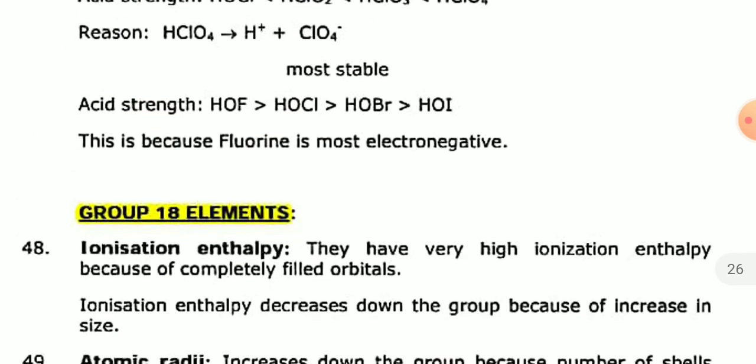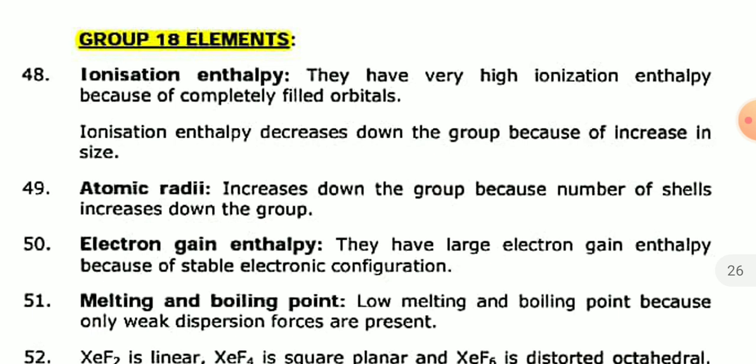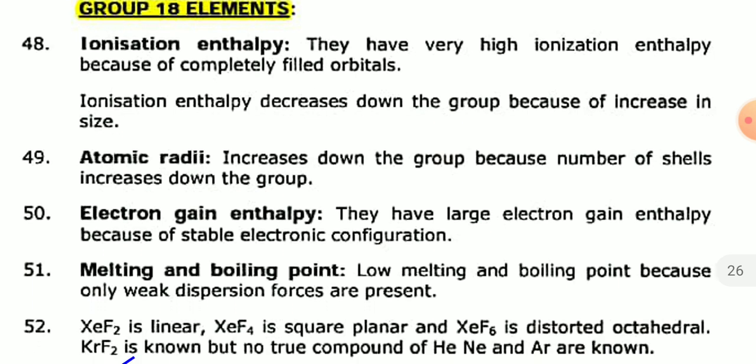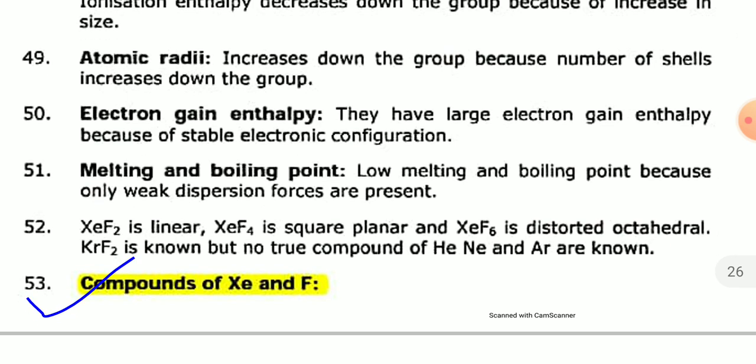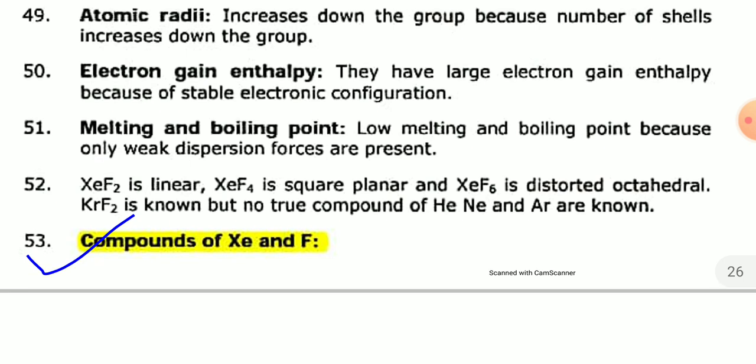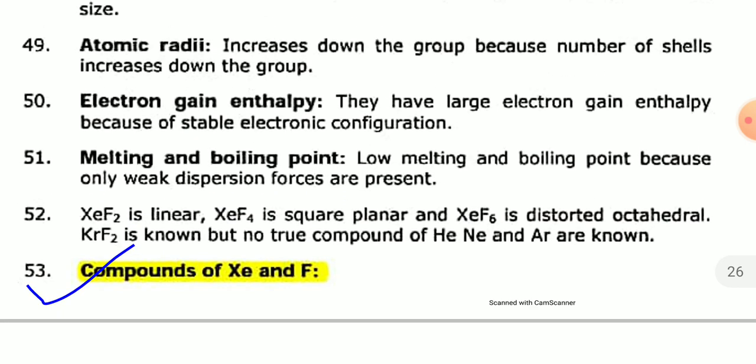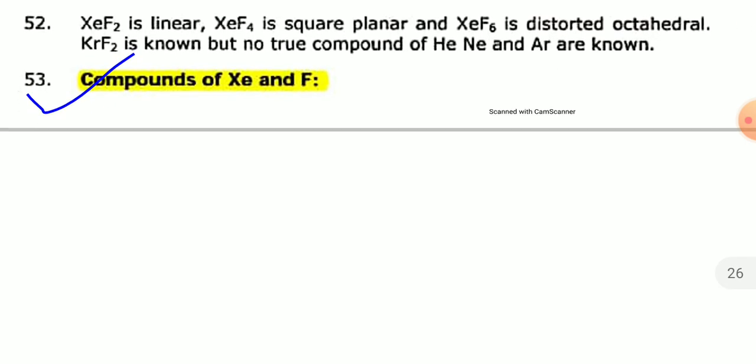And the last, group 18 elements, that is inert gases or noble gases: helium, neon, argon, krypton, xenon, and radon. Their physical properties are given: ionization enthalpy and atomic radius. They have a high ionization enthalpy, and electron gain enthalpy, melting point, boiling point. These are some basic physical properties of group 18 elements, not given in the reduced syllabus. That's why I have not marked them.